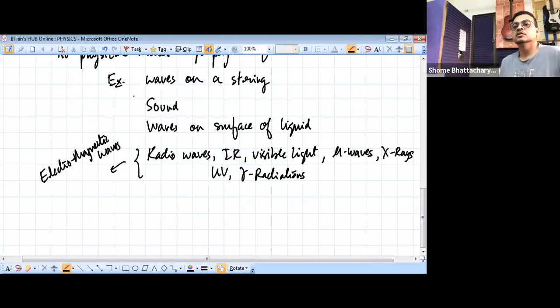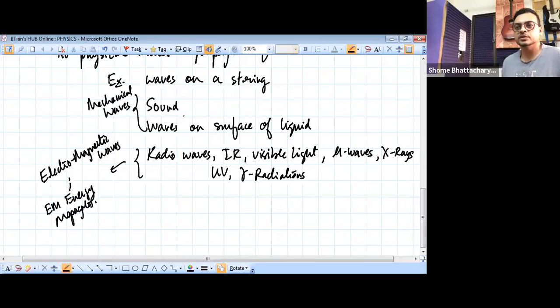In fact, whereas these were examples of what is called mechanical waves. So we'll come to that demarcation also. But electromagnetic waves are ones where electromagnetic energy propagates, whereas mechanical ones are ones in which mechanical energy propagates. But they both come under the broad description of waves.